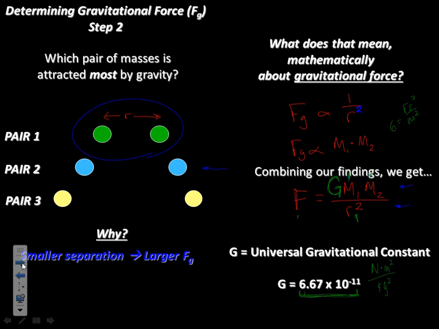So 1 kilogram mass and another 1 kilogram mass separated by 1 meter exert a force on each other of 6.67 times 10 to the negative 11th newtons. And you don't divide that force by 2 or anything. Each one of them experiences that force.